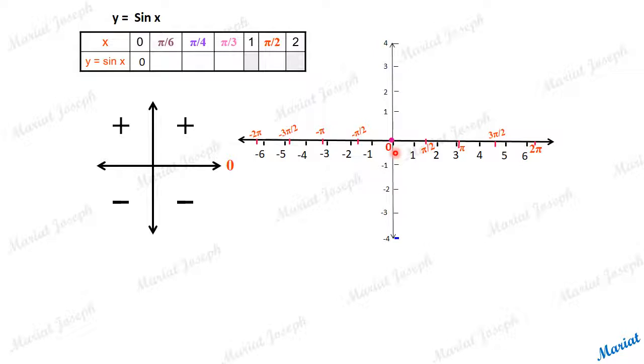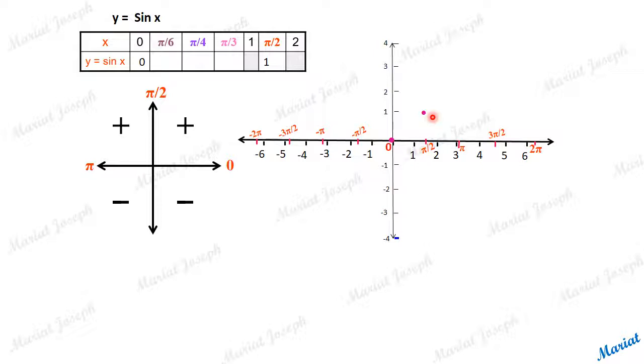Now we will go for the next number, that is pi by 2 radians. When x is pi by 2 radians, y will be sine pi by 2. Sine pi by 2 is 1. So we mark it 1 and plot here. Pi by 2, 1. On x-axis pi by 2, on y-axis 1. Point is here.